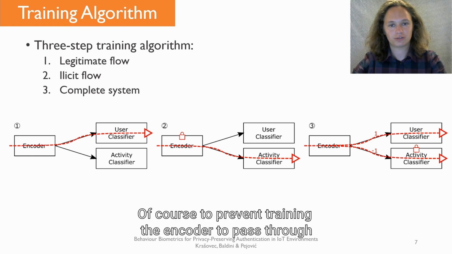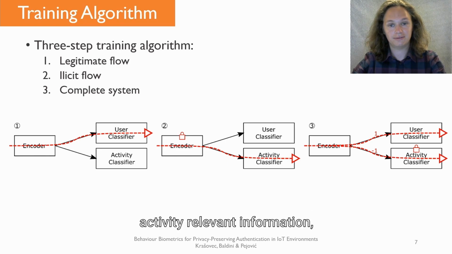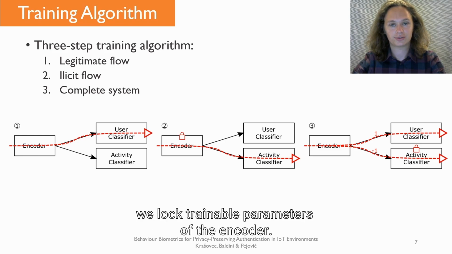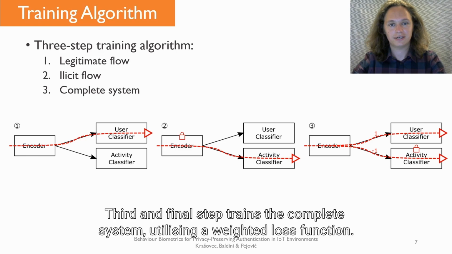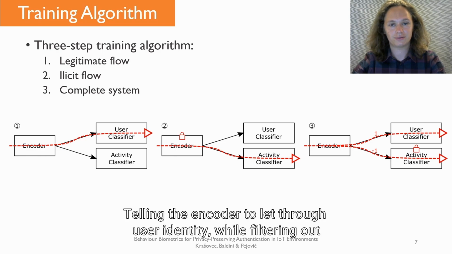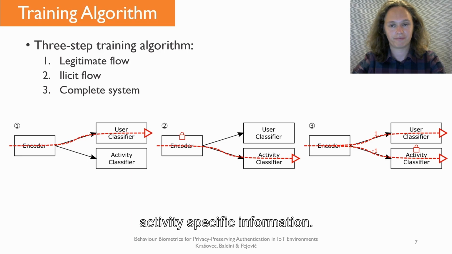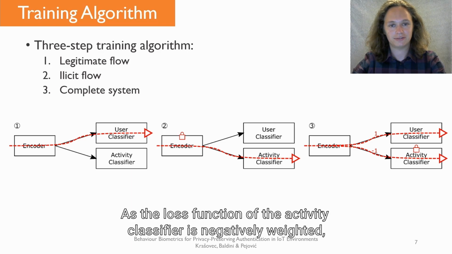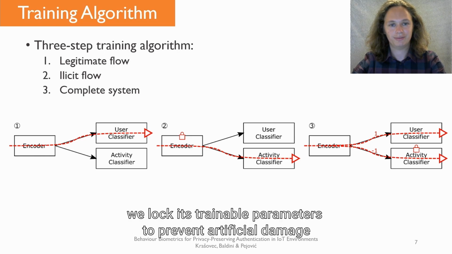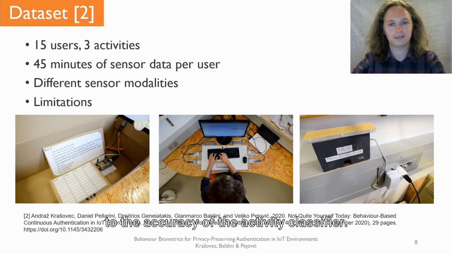Of course, to prevent training the encoder to pass through activity-relevant information, we lock the trainable parameters of the encoder. The third and final step trains the complete system utilizing a weighted loss function, telling the encoder to let through user identity while filtering out activity-specific information. As the loss function of the activity classifier is negatively weighted, we lock its trainable parameters to prevent artificial damage to the accuracy of the activity classifier.